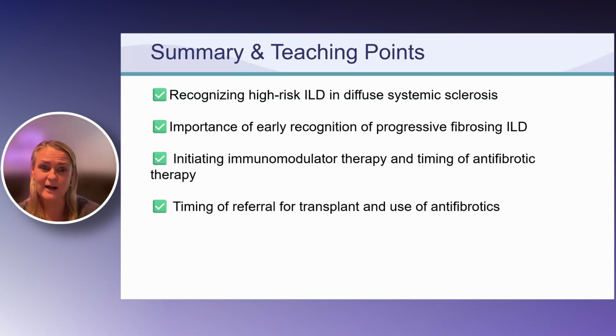So recognizing high-risk ILD in diffuse systemic sclerosis is super important. Not every patient with these rheumatologic diseases progresses to ILD, but if you start having symptoms of increased shortness of breath, decreasing saturations, cough, there's a high probability that it's happening and it needs to be investigated or sent somewhere where they can do the evaluation.